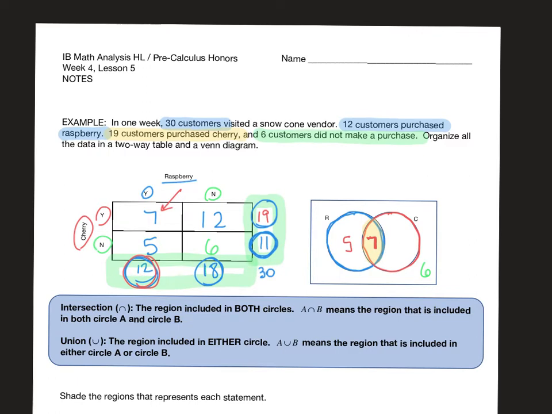bought, sorry, I lost my train of thought. 5 are on the outside over here. All right, and then this cherry, this grand total cherry should be 19. And if I've already counted 7 right here, then this number should be a 12. All right, so continuing.